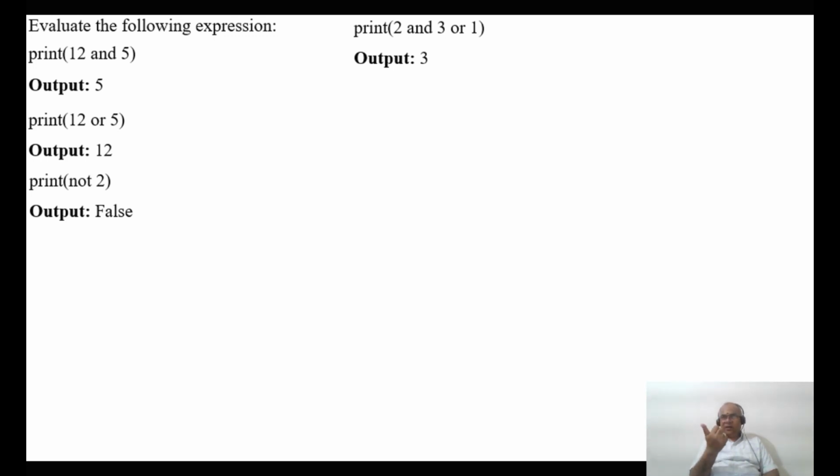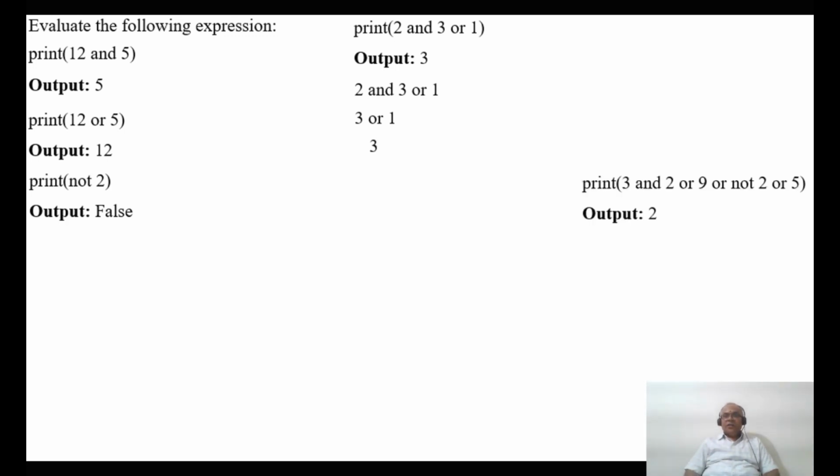Then you have 3 or 1. In 3 or 1, the truthy value will always be considered as the first value. Therefore, the output is going to be 3. Similarly, 2 and 3 or 1: 2 and 3 gives 3 as the output, because for the Boolean AND operator the truthy result is always the second value. And between 3 or 1, the truthy value is always the first value in the Boolean OR operator. So 3 is the output.